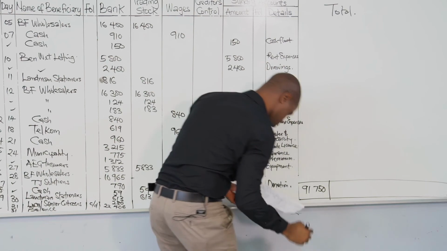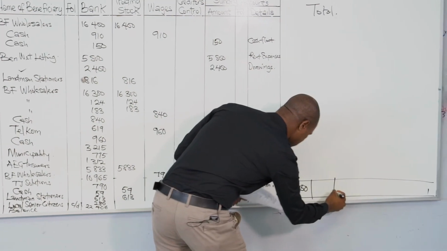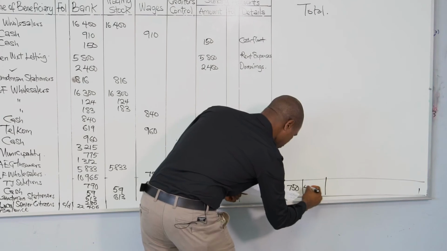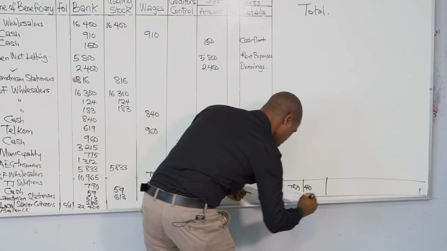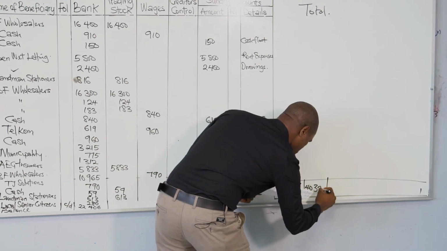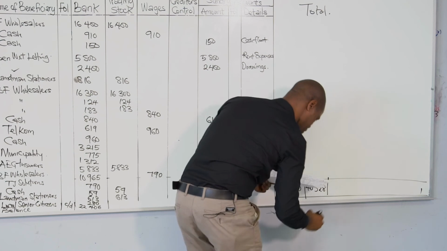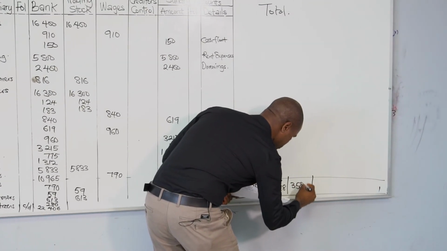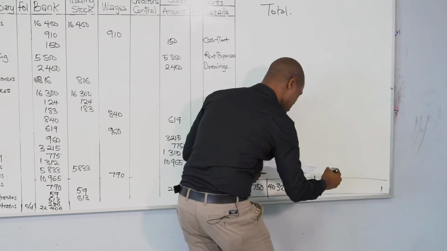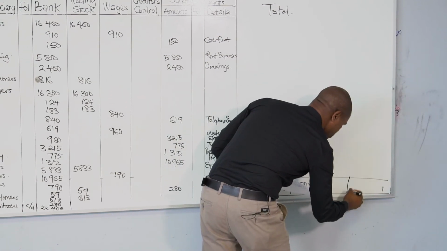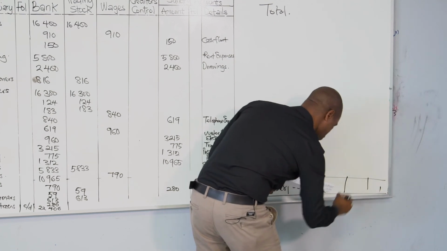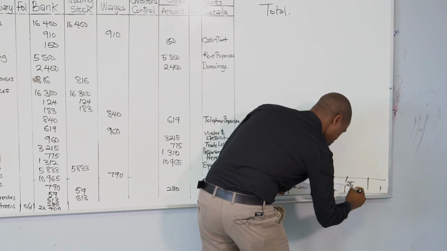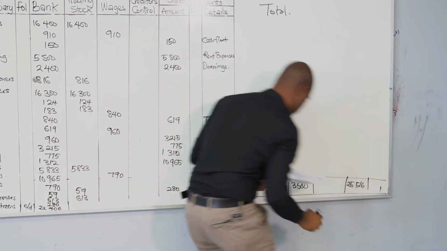So here is going to be 91,750. Then the total trading is going to be 40,328. The total wages are going to be 3,500. Then my sundry account total is going to be 25,516.